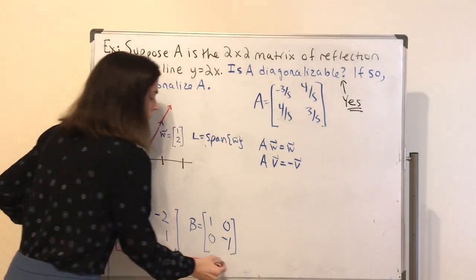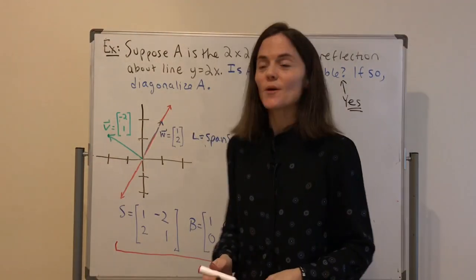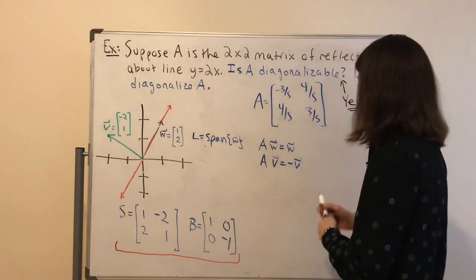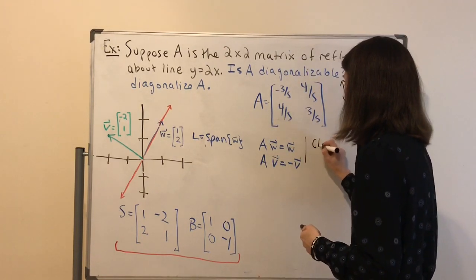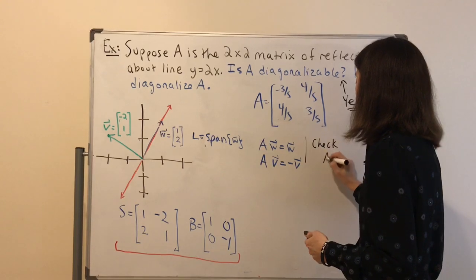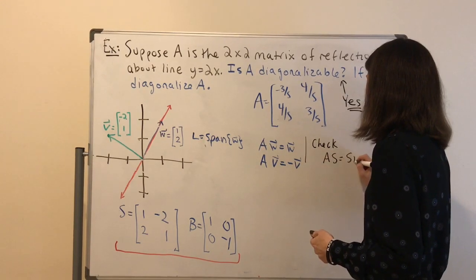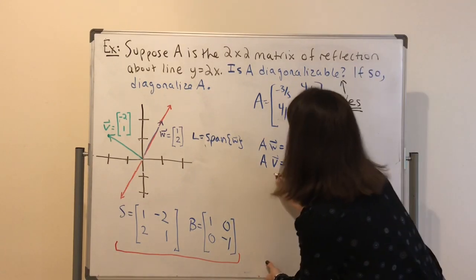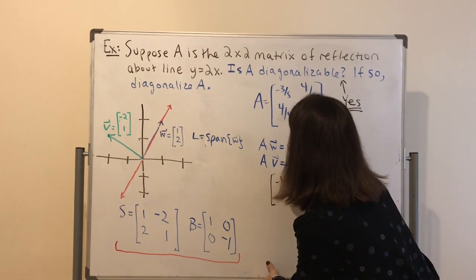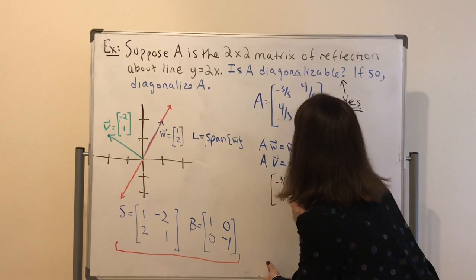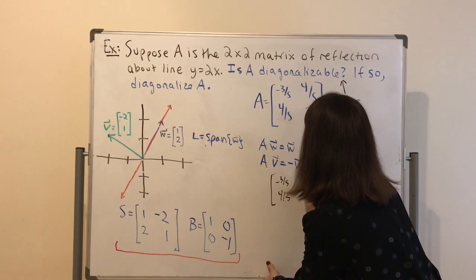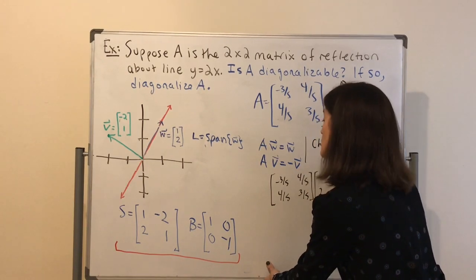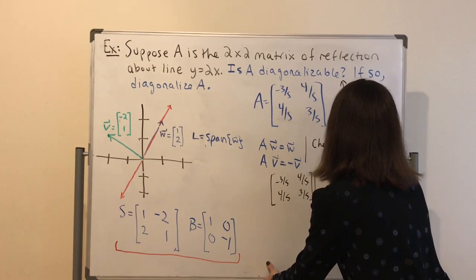But the final thing I want to do, because this is our first example, is I want to actually check. So let's check. We want to check that AS is SB. Okay, so AS multiplying on one side. It's a good exercise in understanding the statement to check this, and then we multiply here, 1, 2, minus 2, 1.